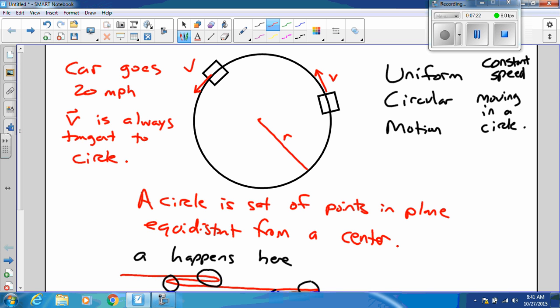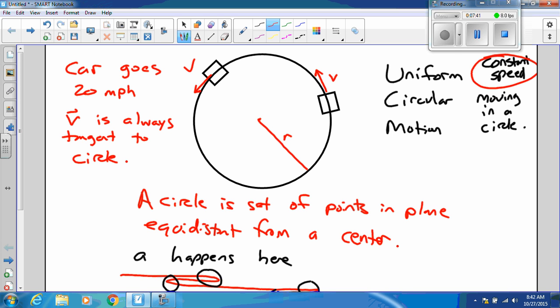Yeah. Its magnitude did not change. That's the constant speed part. But its direction did change. So this is the weird part about uniform circular motion. The speed will never change, but there's always an acceleration.